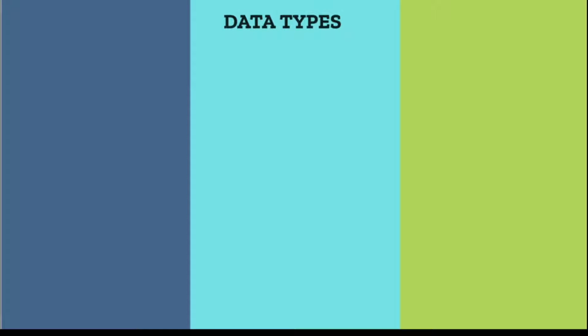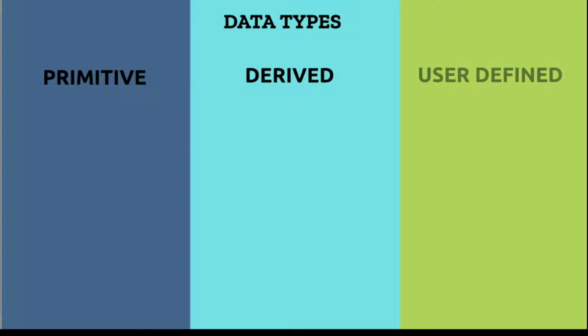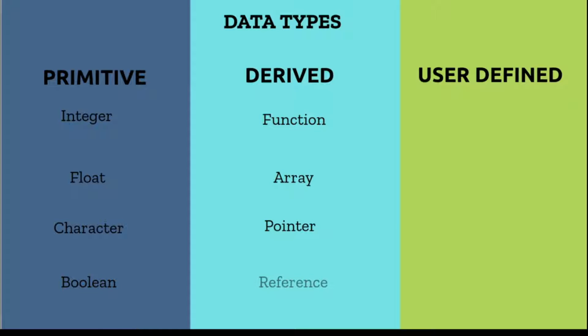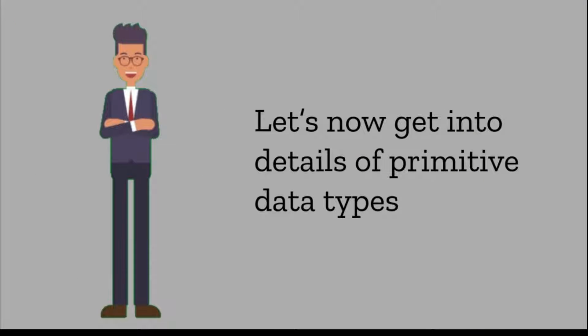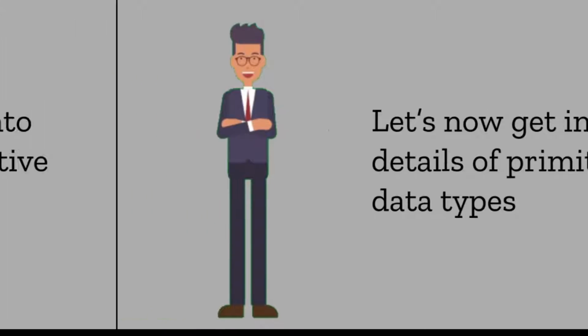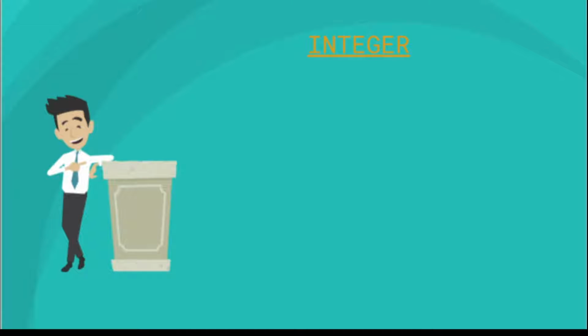There are three main categories: primitive data types, derived data types, and user defined data types. Primitive data types are integer, float, character, boolean. Derived data types are functions, arrays, pointers, and reference. User defined data types are class, structure, union, enum. In this video, we are going to discuss only the primitive data types. We shall cover derived data types and user defined data types in later videos. Let's now go into the details of the primitive data types.